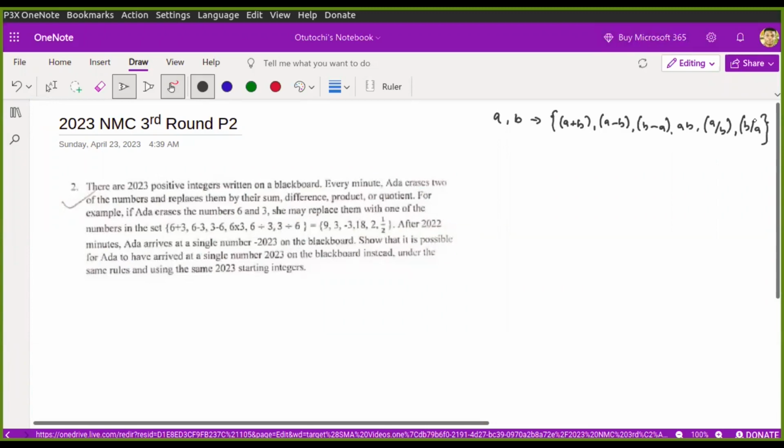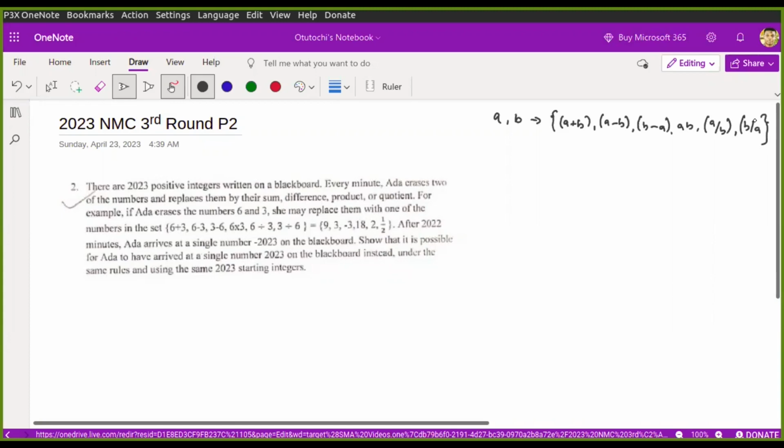So she picks two numbers, A and B, then replaces them with one of these six, and of course the count of numbers keeps reducing by one, replacing two numbers with one. After 2022 moves, she arrived at a single number, which happened to be minus 2023. Now the question is asking us to prove that she could have performed the same game with the same starting positive integers and arrived at 2023 instead.